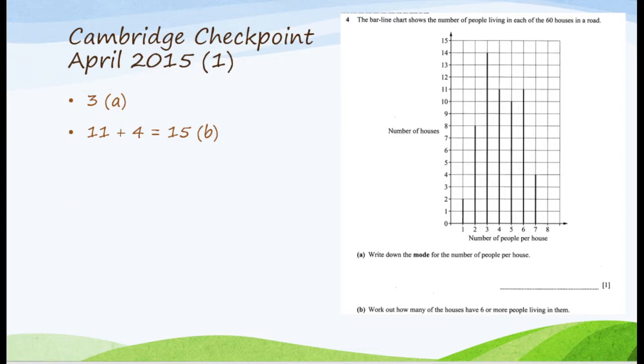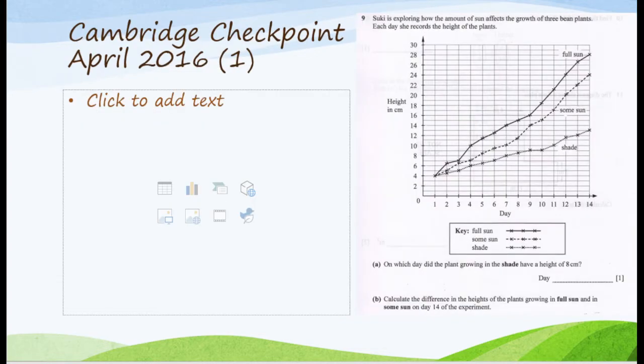Okay, and then we go to question number 6 here. Slide 6, I mean. Suki is exploring how the amount of sun affects the growth of bean plants. I think each line here represents a bean plant, three bean plants, because each day she records the height of the plant. Maybe in here I can say one of the bean plants is in the shade, under some sun, and then full sun.